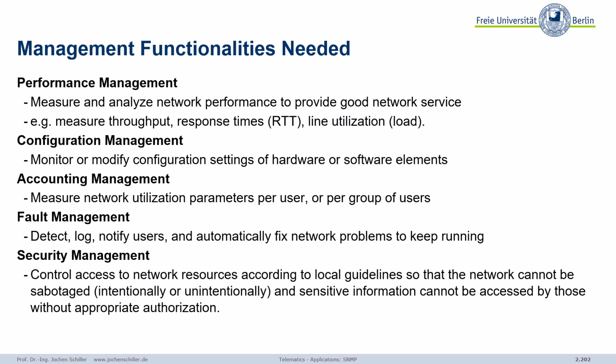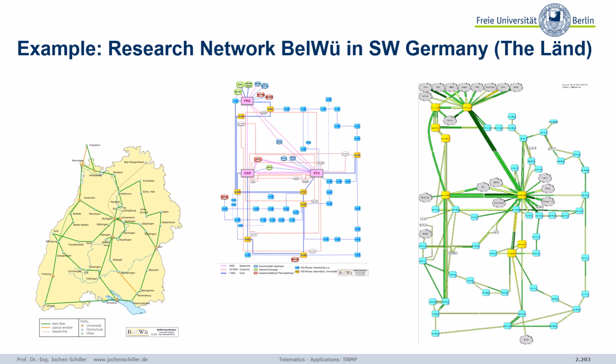All these functions are vital for network operators. So, two examples of why we need this and why many networks are a bit larger than what you're used to and maybe your home network. One example is from the region where I'm from in Germany, the southwest part in Baden-Württemberg, and there you have a university network shown on the left-hand side. You see that certain cities like Karlsruhe, for example, are connected to Stuttgart.